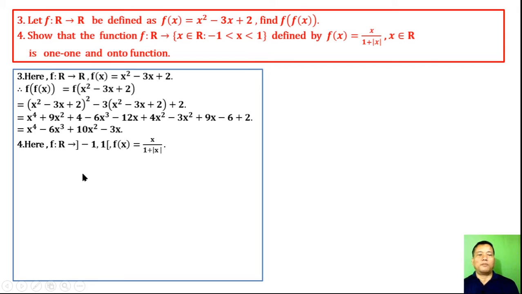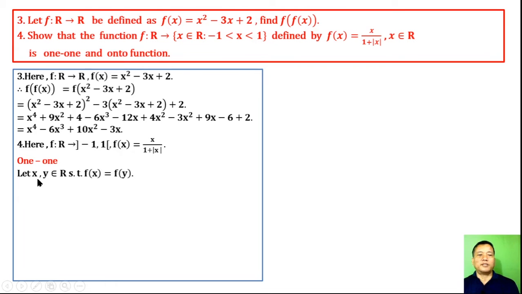Question number 4. Show that the function f from R to the open interval, defined by f of x equal to x by 1 plus modulus x, x belongs to R, is one-one and onto function. Let us see one-one first.